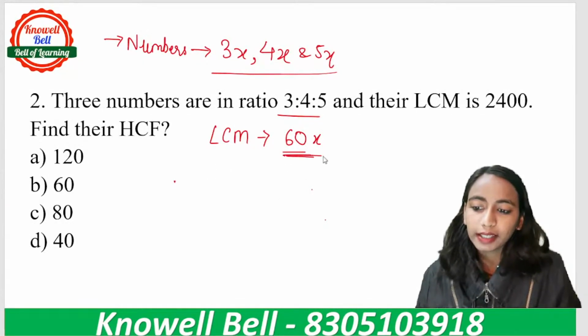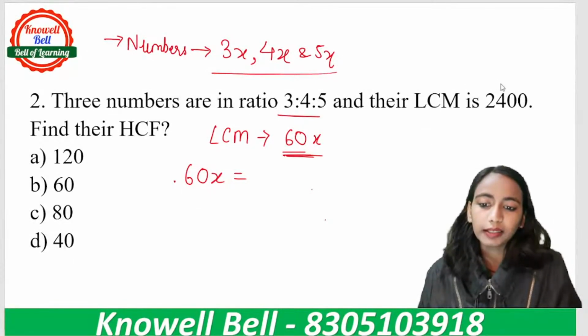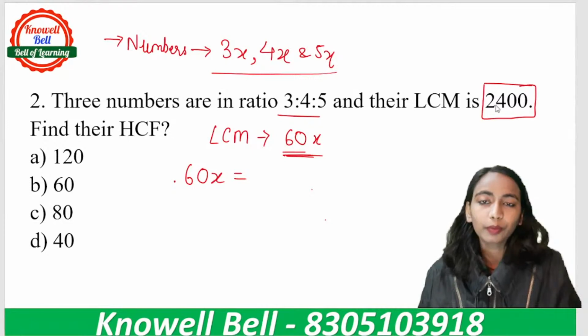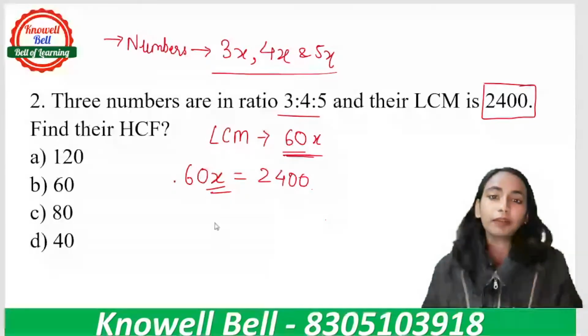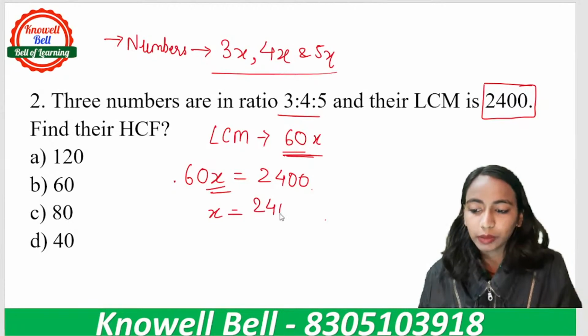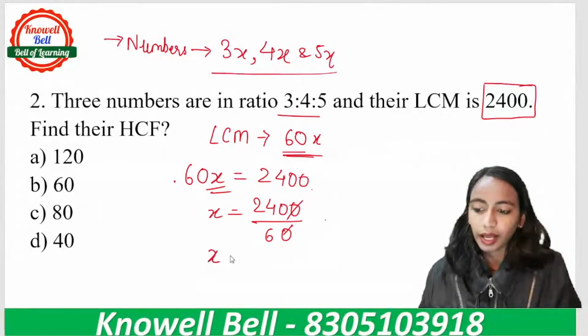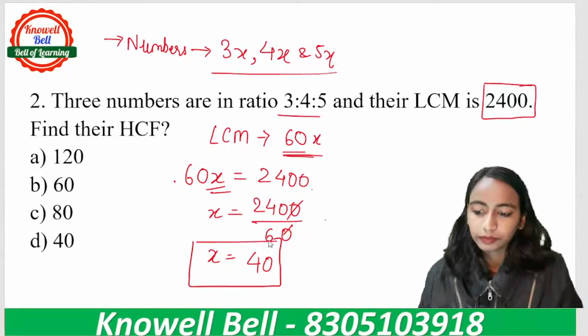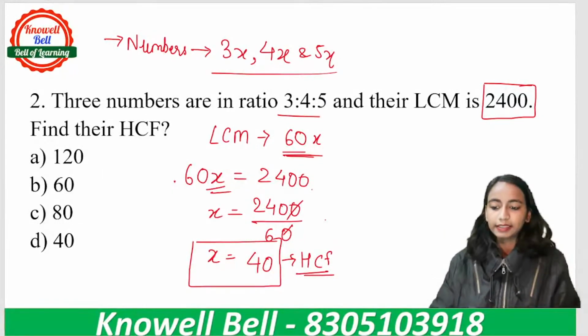Now, what is their LCM? Their LCM is 60x. 60x is equal to the LCM given to us, which is 2400. So we will equate this. We need to find the value of x. x will be our common factor here. So x will be 2400 upon 60. Zeros cancel, and we are left with 40. So x is our HCF.